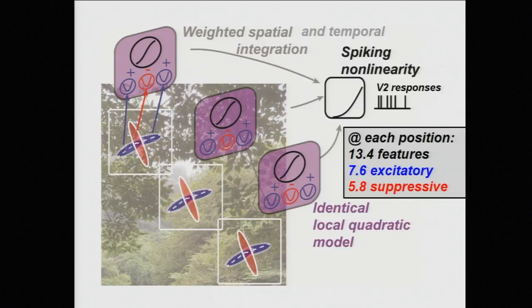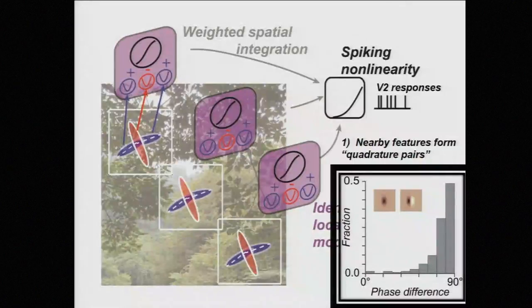But it turns out that this complexity can be simplified first and foremost by noticing that the nearby features form so-called quadrature pairs. A canonical quadrature pair would be a feature that is mostly a bar and a feature that is mostly an edge. Together in cross-section, one is a cosine times a Gaussian, the other one is a sine times a Gaussian. So the relative spatial phase of this oscillation, once it's multiplied by a Gaussian, is 90 degrees.